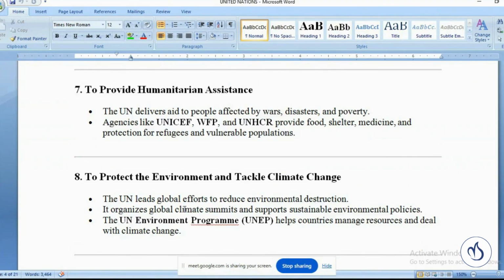UNICEF and UNHCR will provide food, shelter, medicine, all those, and protection for refugees and vulnerable people. Vulnerable people include people with disabilities, women, children, these people who are weak in nature.